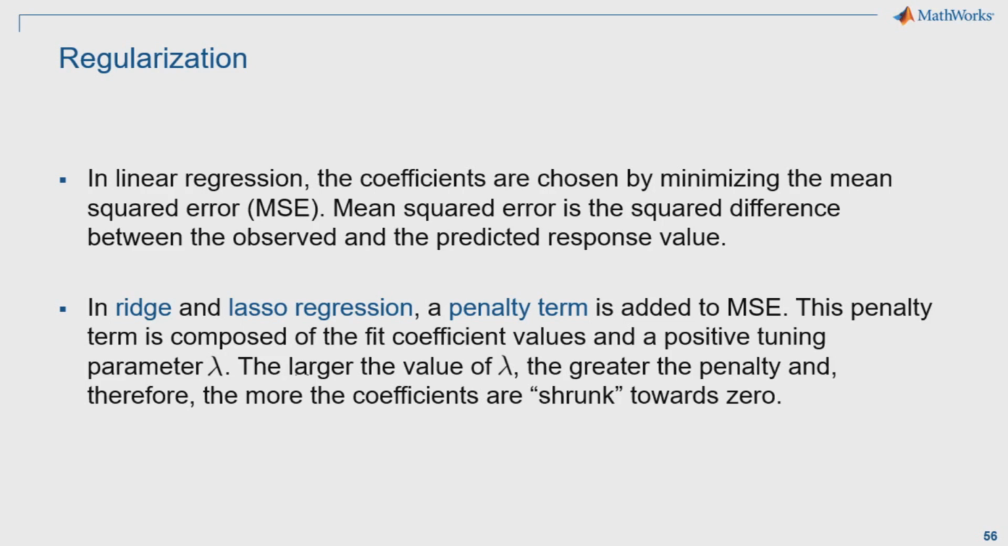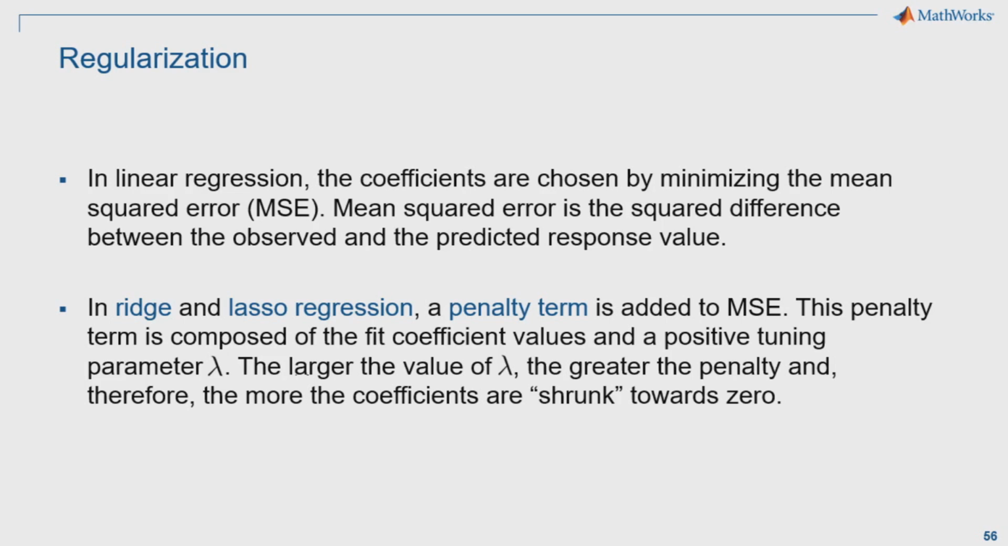So as I told you before, in linear regression, the coefficients are chosen by minimizing the mean square error, which means we want to minimize the square difference between the observed data and the predicted ones. The observed data are essentially the labels, and the predicted ones are the predictions that we make with our regression model, where we feed our predictors, and based on a model that we have estimated, we obtain a prediction.